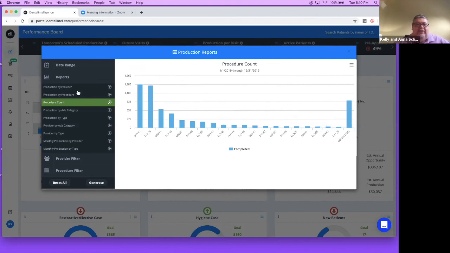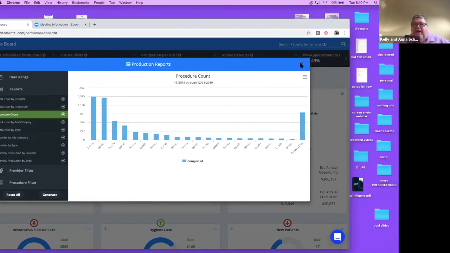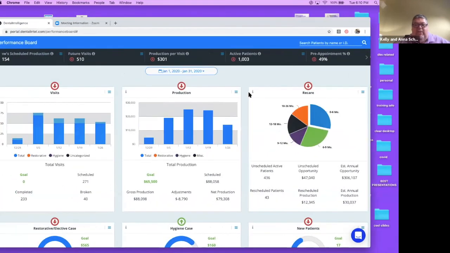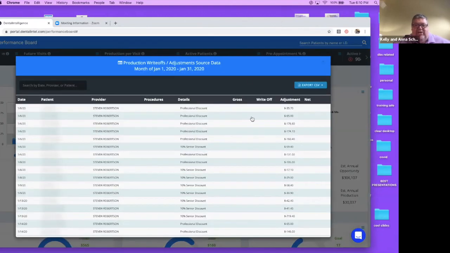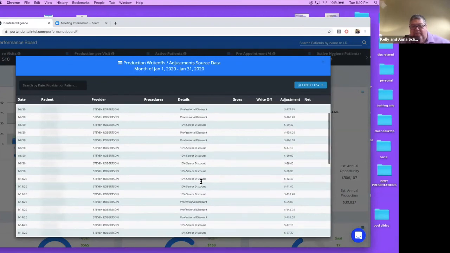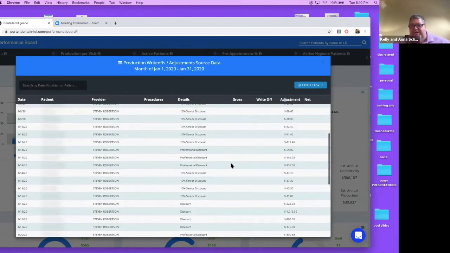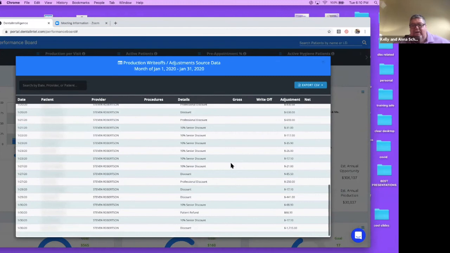So that's one tool. The other, Dana was talking about write-offs and adjustments in a particular month. Here we look at write-offs and adjustments, and you can see they have everything under adjustments, but some of them are professional discounts, senior discounts. You've got to do a little breakdown, but we do have that at your fingertips.